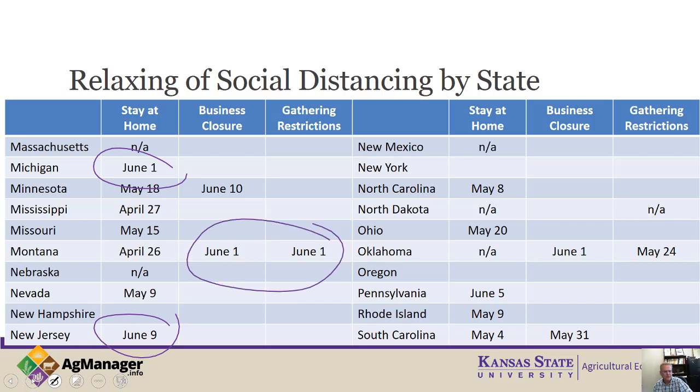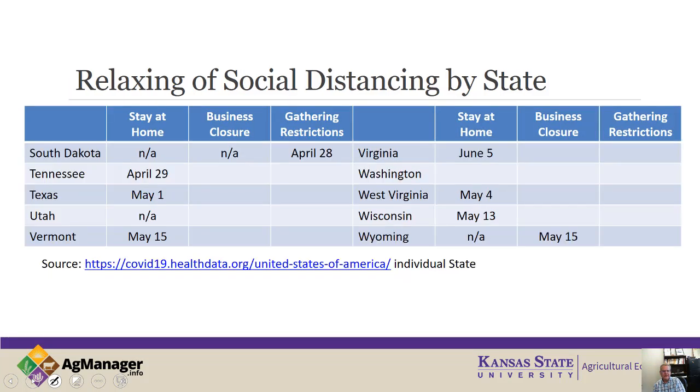Montana pretty much opened everything up. Minnesota relaxed business closure as of June 10. June 5th, Pennsylvania relaxed the stay-at-home. And so you can see that there is some opening throughout the country, with some of these occurring in June.